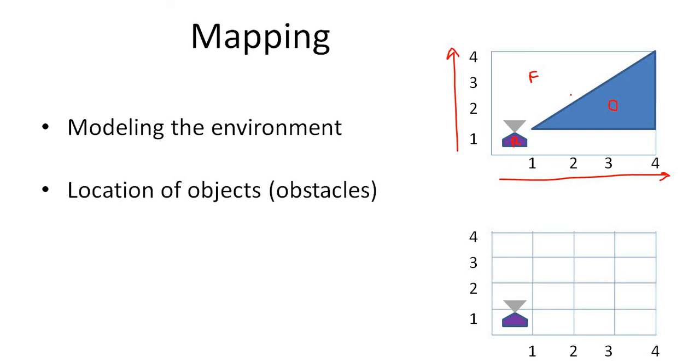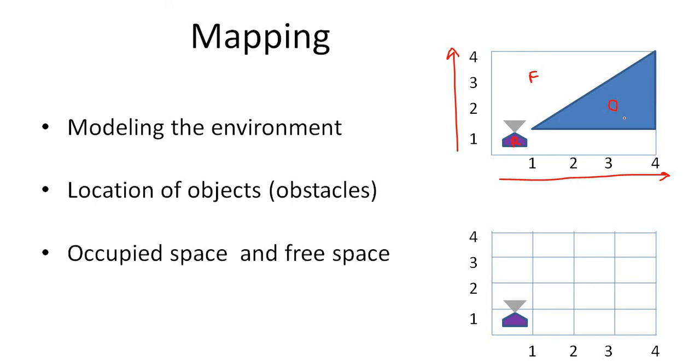So by making a map, we mean that it has to tell where the obstacles or objects are located in this room. Okay, so this is one purpose of making the map. We already talked about the occupied space and the free space. The occupied space is the space where the obstacles are located, and the free space is the space which is obstacle free, and the robot can also freely move there.